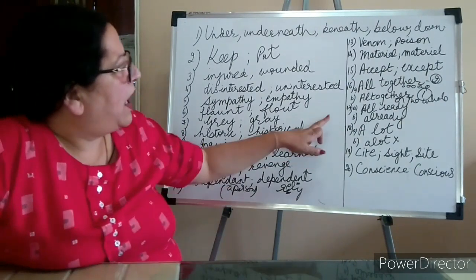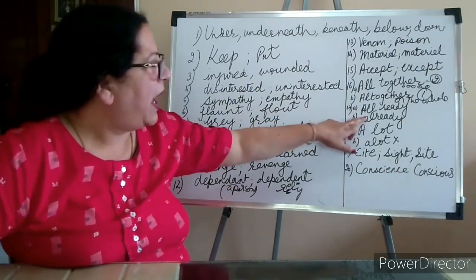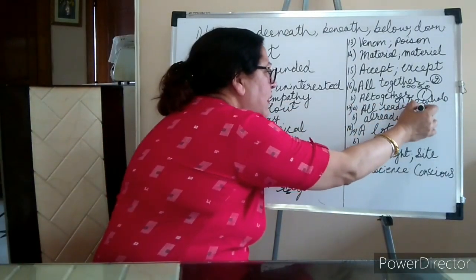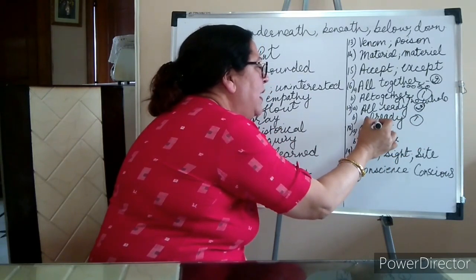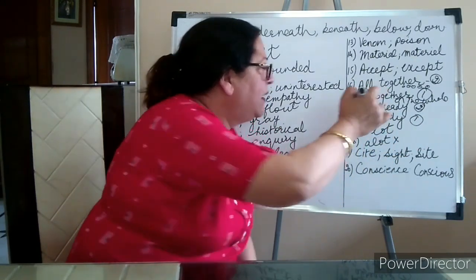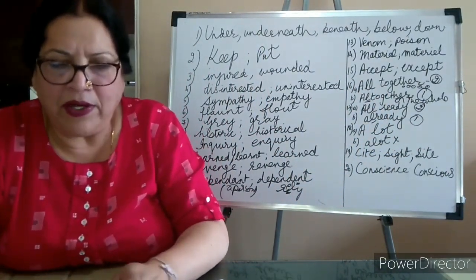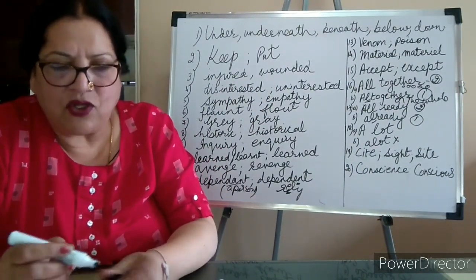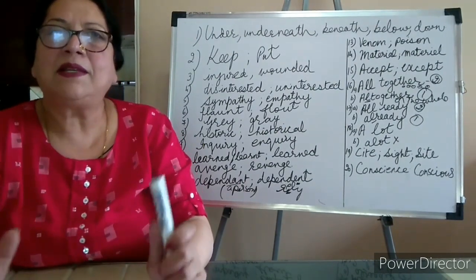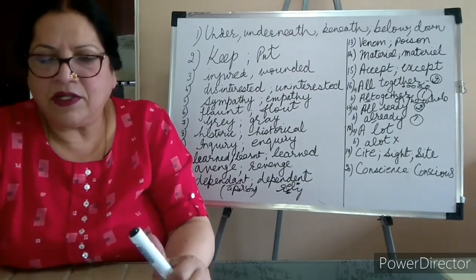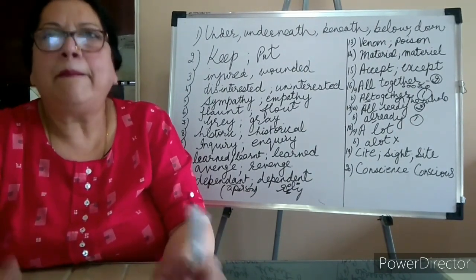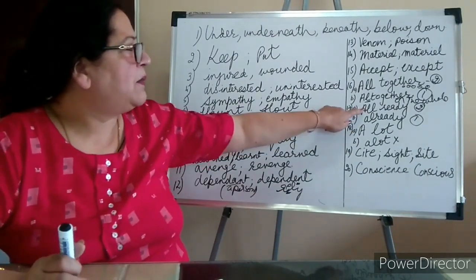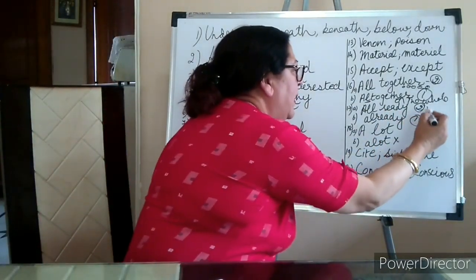Then the next words that we have are "all ready" and "already." Here you see again we have two words. Here we have one word and a single L, just as we had a single L here. Now "all ready," the first one, has two words and means prepared. Dinner was all ready by the time the guests arrived. So the meaning for this one is prepared.